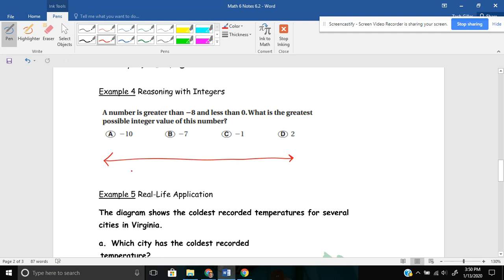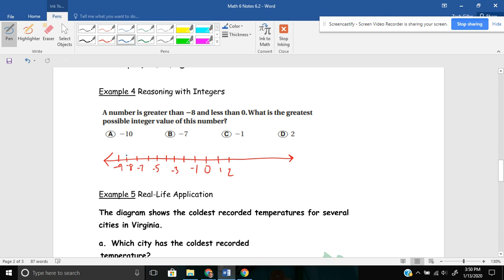Greater than -8. So I know it has to be to the right of -8. -6, -5, -4, -3, -2, -1, and 0. And then we'd go 1, 2, so on and so forth.